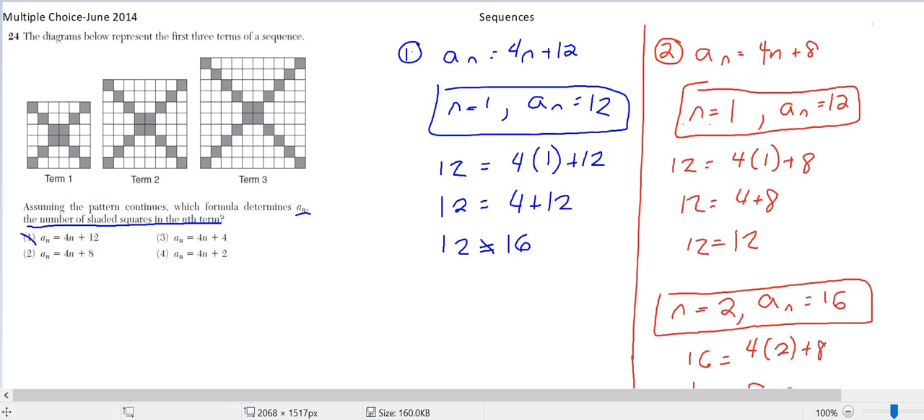Therefore, it holds true for all three terms, and choice 2 is the correct answer to the question. You could, if you want, try out choices 3 and 4, but it's not necessary because, like choice 1, they will not be true.